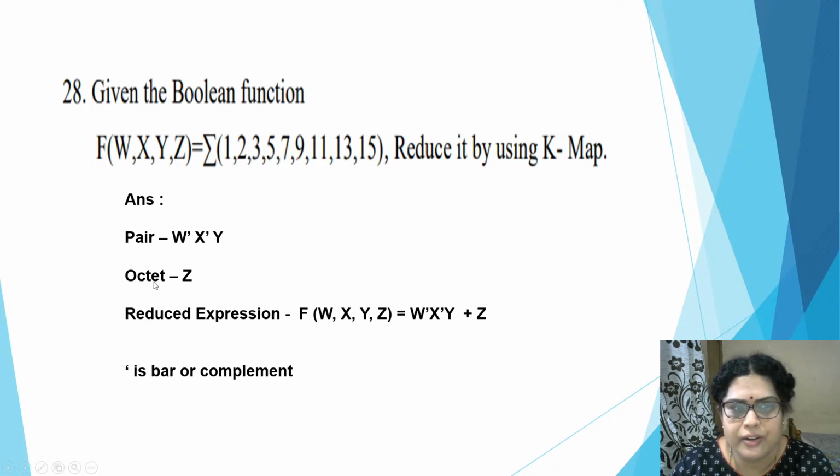One is a pair and another is an octet, and the reduced expression is W complement X complement Y plus Z. So please look at that particular video for further information on how to actually work on the K-map.